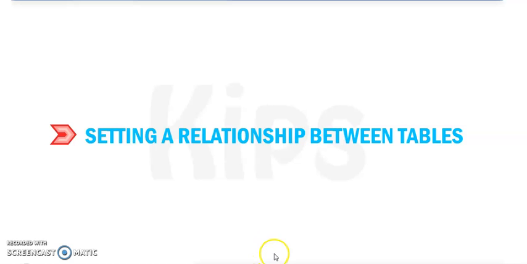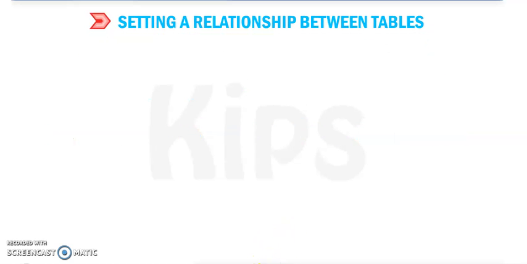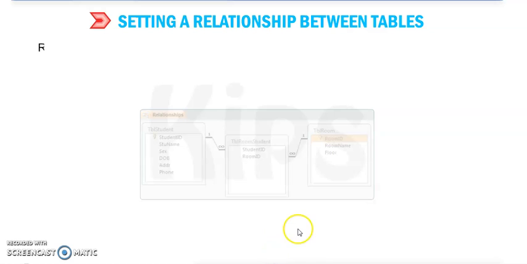Now the next topic is setting a relationship between tables. In the query there is another feature: we can set the relationship between 2 tables or 3 tables. So we can retrieve the particular fields from all the tables and make a separate table, whatever we want, according to the requirements of our database.